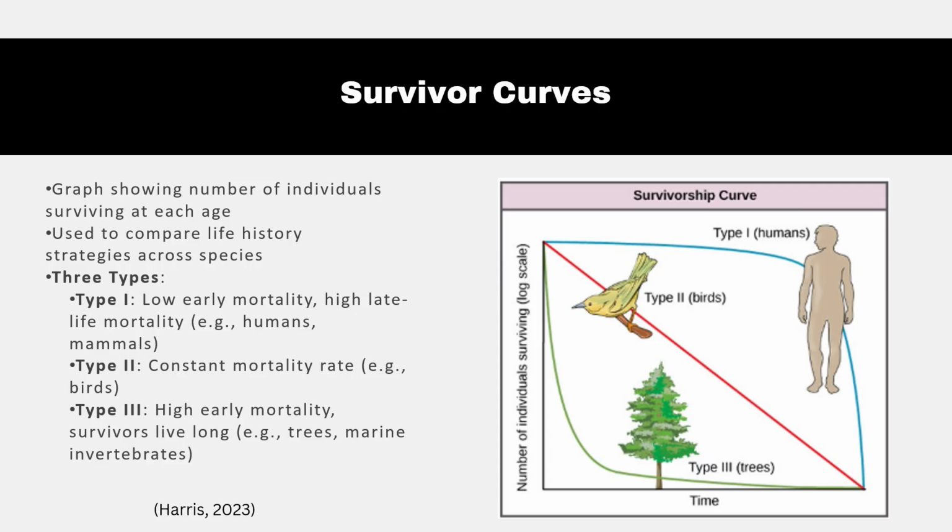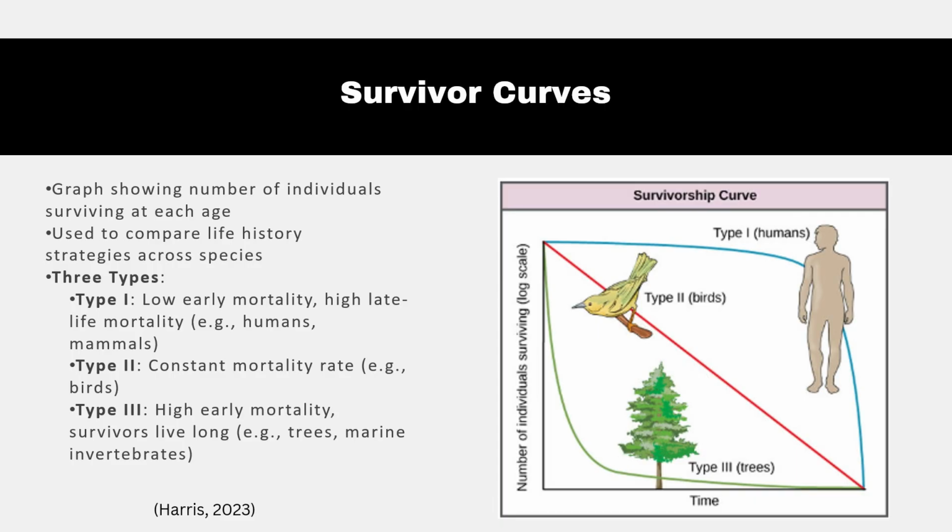We can also use survivor curves. These are visual ways to compare life strategies. There's three classic types. Type 1, you have low early mortality and high late mortality in life. An example of these would be humans and a lot of different mammals.